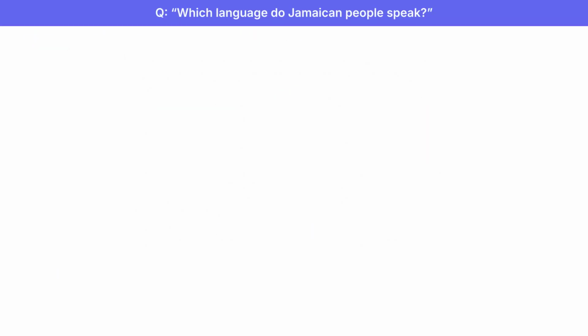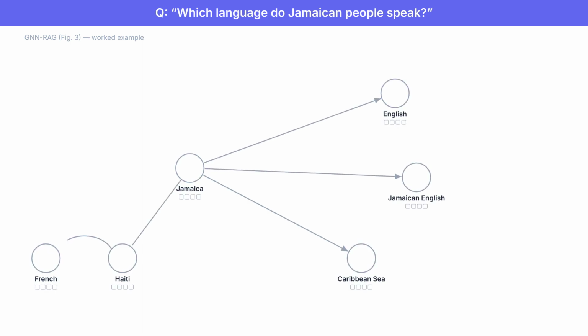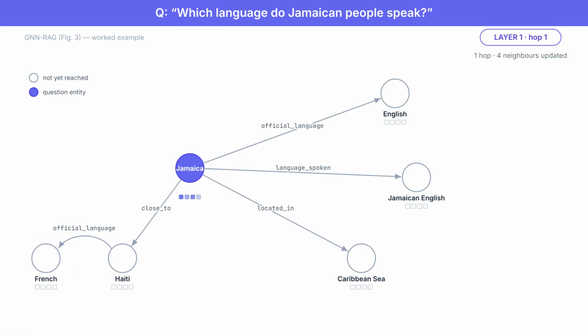Let us make this concrete with the paper's own example. The question is, which language do Jamaican people speak? Jamaica is our question entity, and around it sits a small neighborhood. English, Jamaican English, the Caribbean Sea, and Haiti, which in turn points onward to French. Watch what a single round of message passing does. Everything one hop from Jamaica hears from it. Run a second round, and French, 2 hops away, finally gets the news.